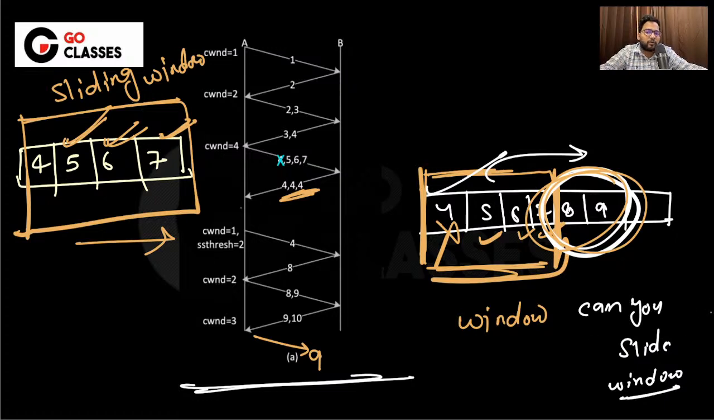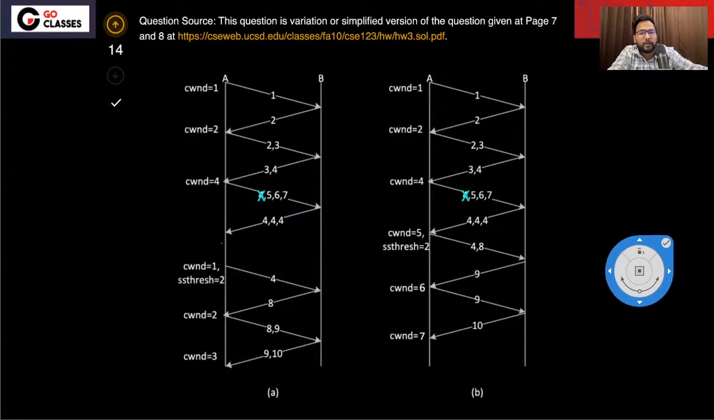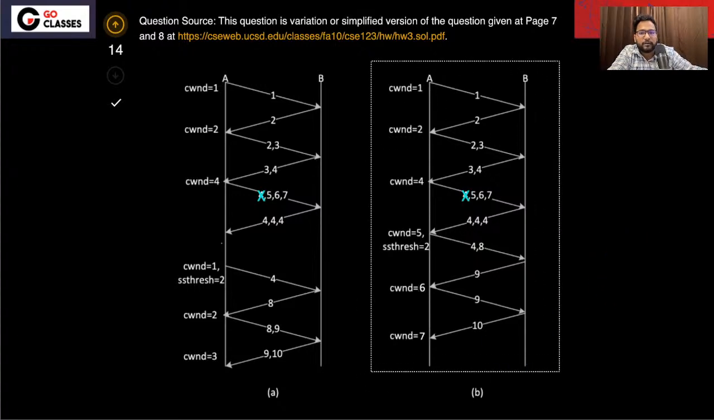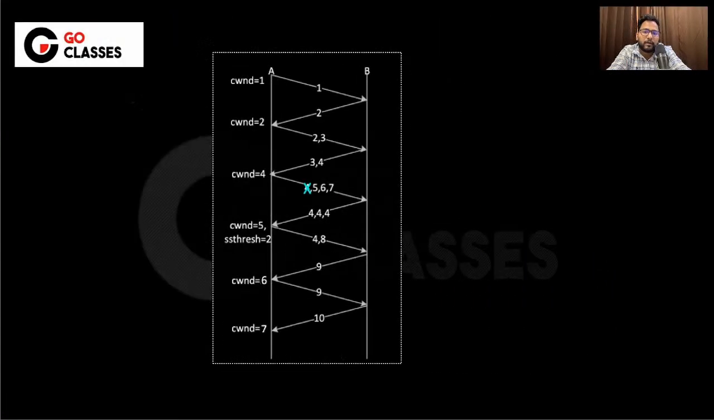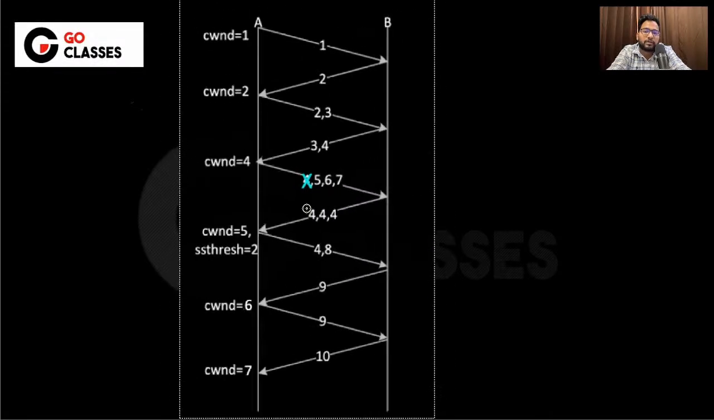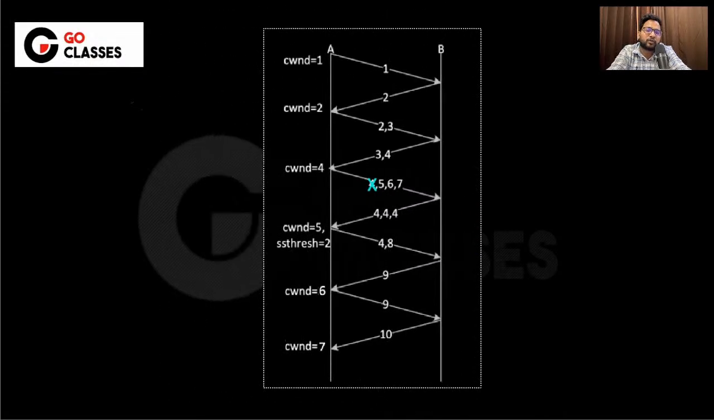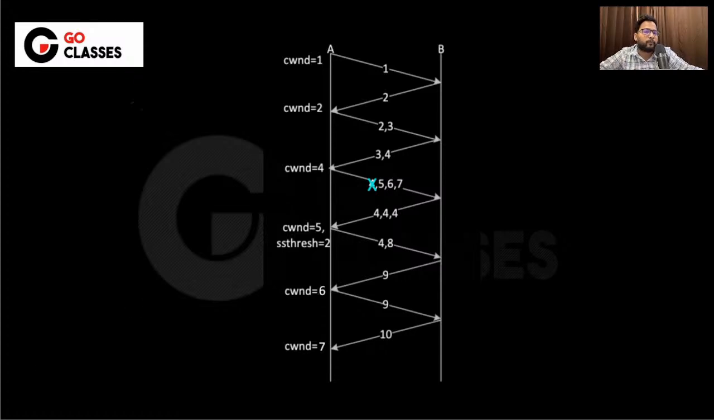So this is one scenario. Now let's see another scenario also, and then you will understand this question nicely. In this scenario there was a doubt for many people. By the way, this question has been taken from some standard university. It is a variation or simplified version of the question given there. I made it a little simpler. So basically, the aim of this question is to let you understand what is happening with the window.